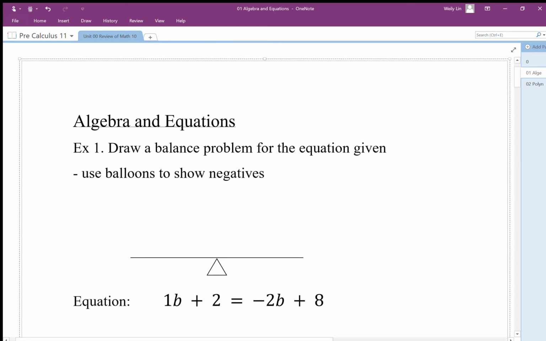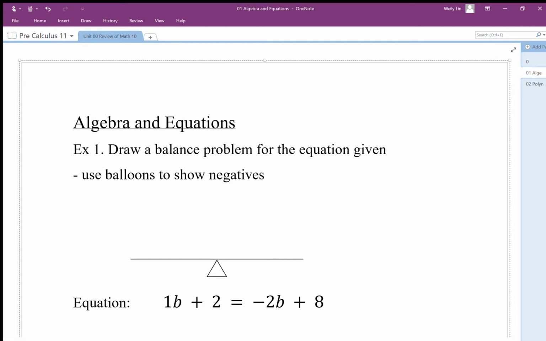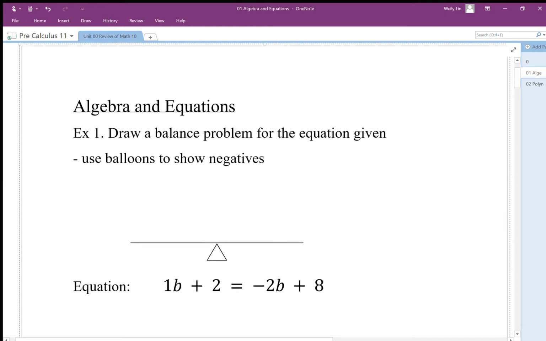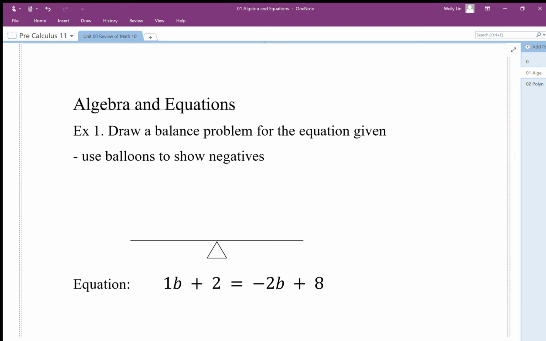So one of the big things that we need to review is algebra and equations, and making sure that you understand the property of equations and the idea of being able to solve for unknowns. One of the properties of equations is balance, so it's important to be able to draw a balance.